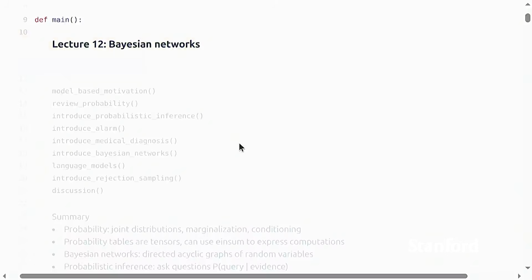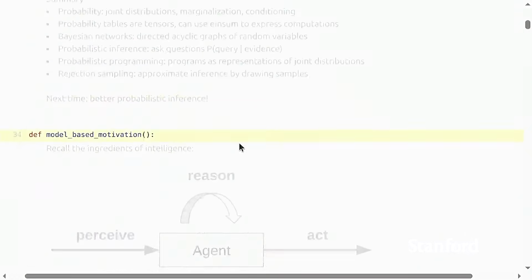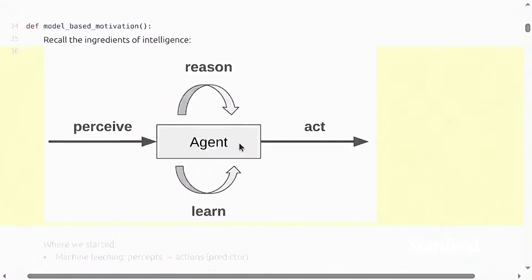So welcome back, everyone. Today we're going to switch gears a bit and talk about Bayesian networks. And to motivate this shift, let's just review what we've done in this class so far. When we started, we talked about the ingredients for intelligence.